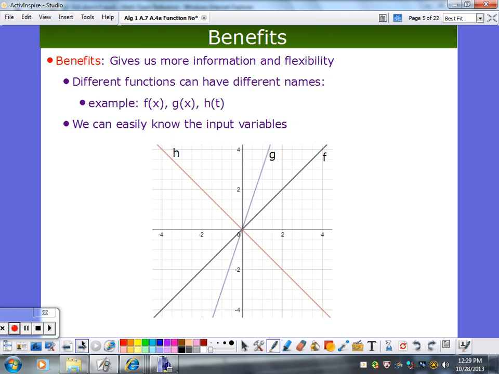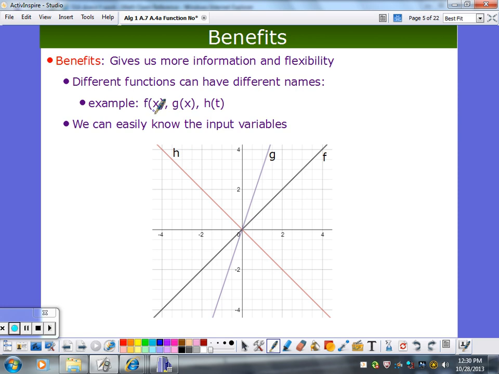And why is that a good thing, this f of x notation? One thing that's nice is very often we do put different graphs on the same plane. So now I can name them. This one here is f, this one is g, this one is h. I can refer to them now because they have names. They're all not just y equals.